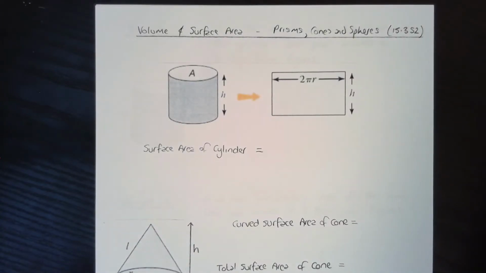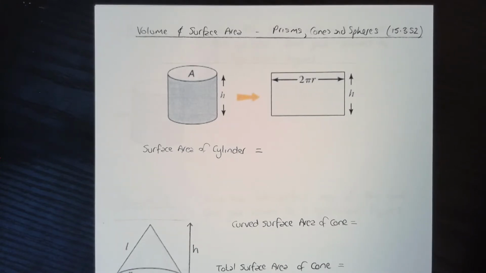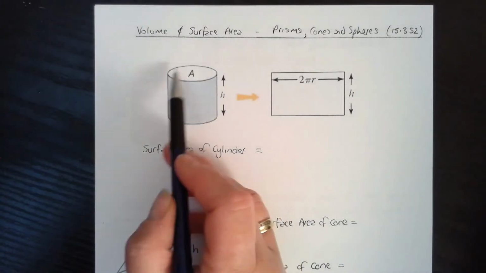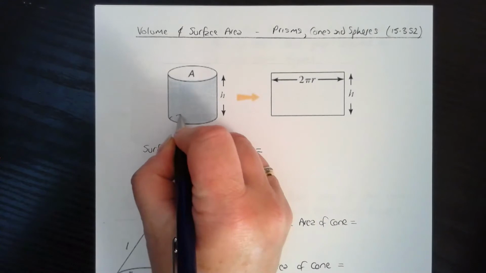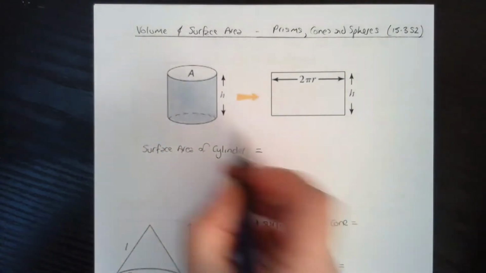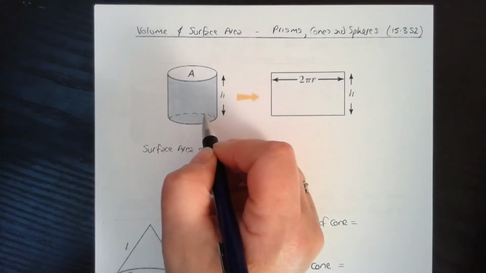Hello Year 10. In this lesson we're going to look at the surface area of prisms, cones and spheres. This is the area of each face on a 3D shape. In this cylinder you can see that there are two circles, one on the top, one on the bottom, which is hidden, and the area of the bit in between.